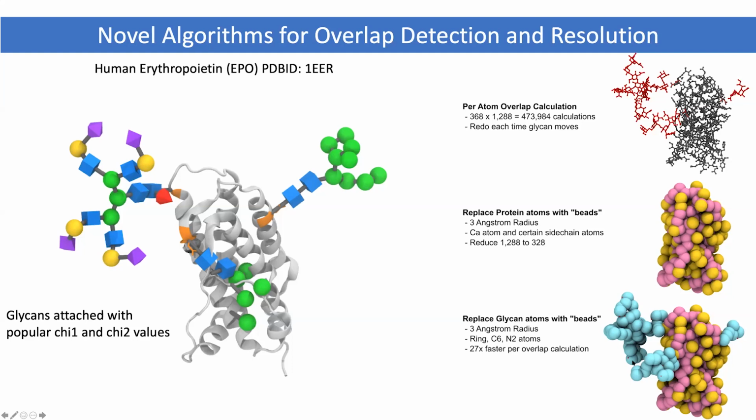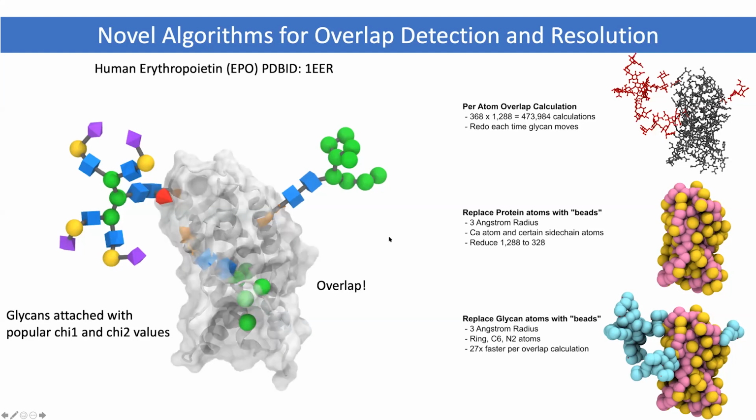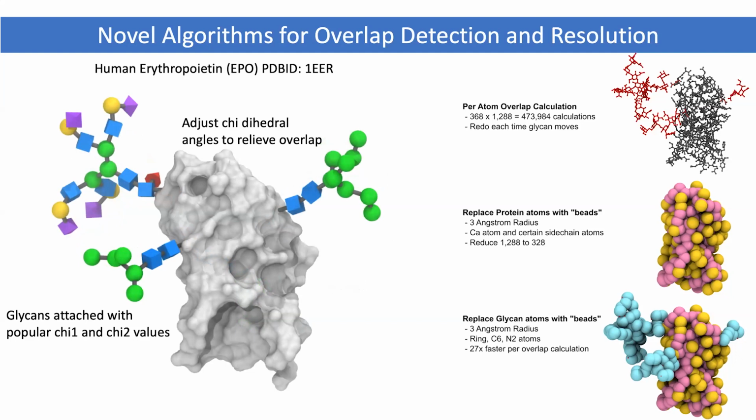And we simplify the sugars by making them beads as well. All right, and this makes it quite a bit faster. So that lets us now say, okay, we detect an overlap and we can move the glycans and resolve it. Okay, but we know that sugars are flexible. So is one single shape representative?